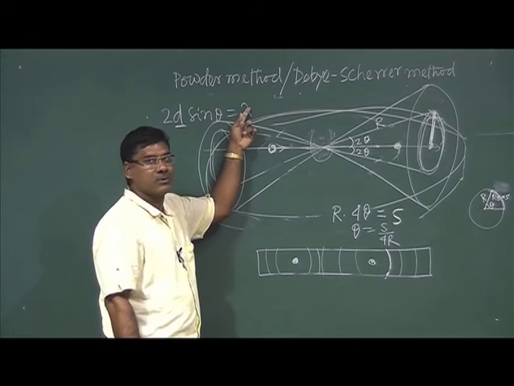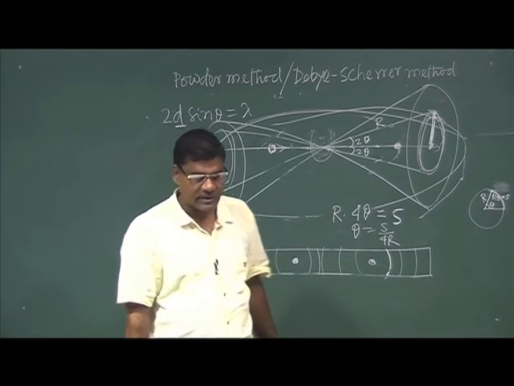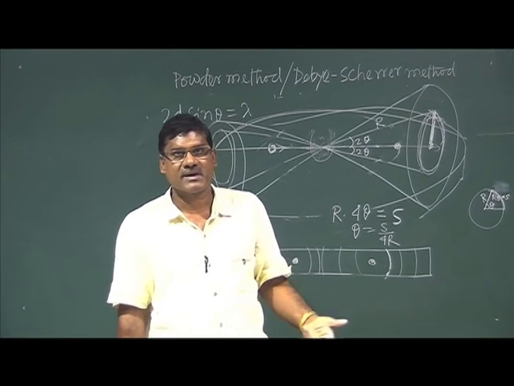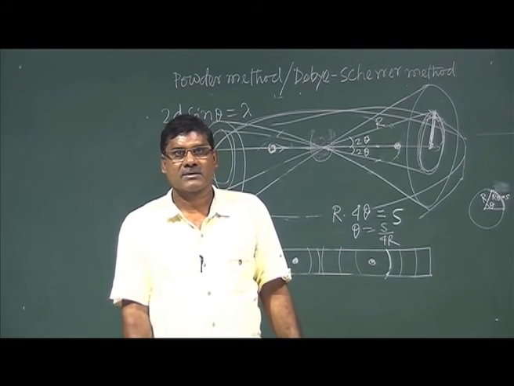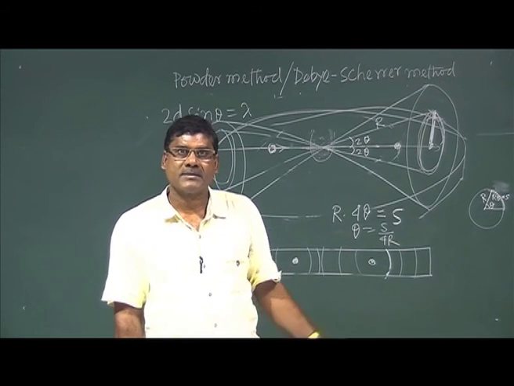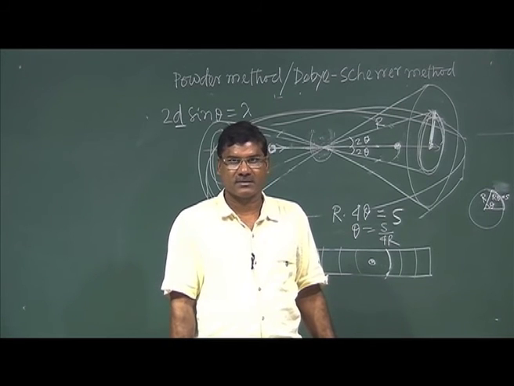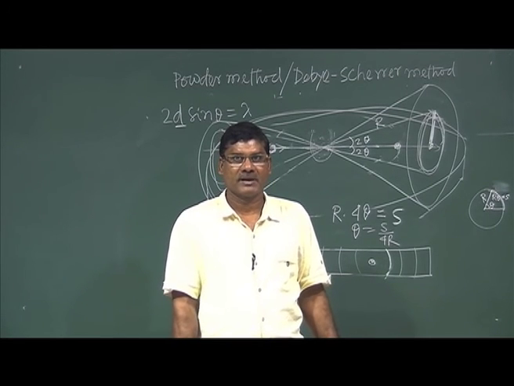So you will find theta from this experiment. If you find theta, then lambda is known to you, so you will find d. If d is known, you know the lattice constant. If it is a cubic crystal, one can find the lattice constant a. This method is quite simple and very useful, and it is frequently used in the laboratory.